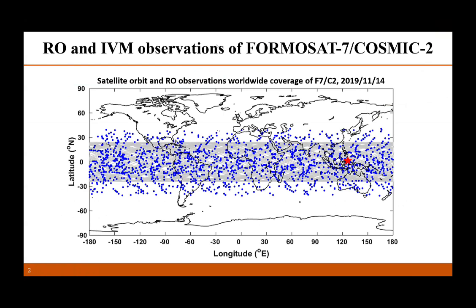FORMOSAT-7 observes worldwide using the IVM, which measures ion density and drift velocity, together with the so-called radio occultation. The blue dots stand for the radio occultation, and the gray line stands for the IVM. The IVM measures the electron density, ion density, ion temperature, and also ion velocity.